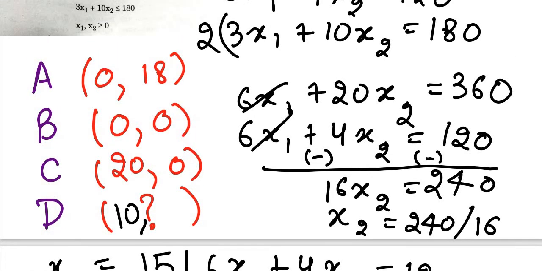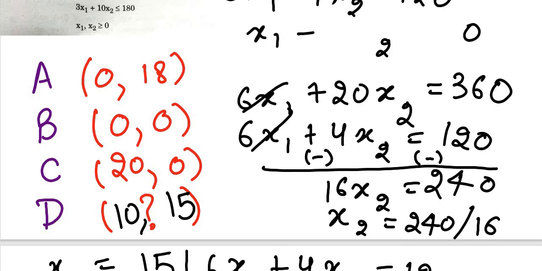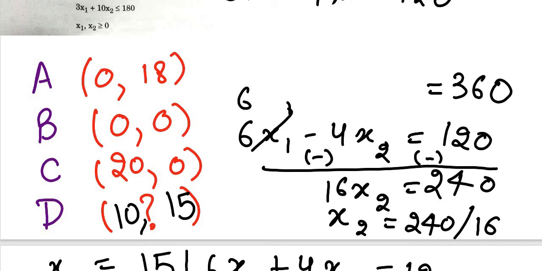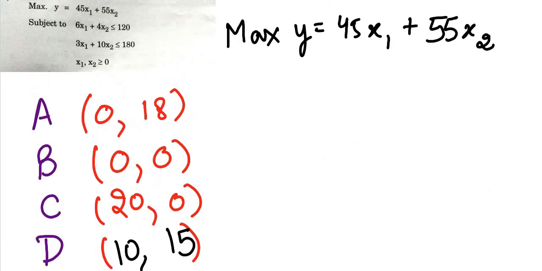D is 10 and 15. And now to find the optimal solution, so what we need to do for the optimal solution, let me tell you, just give me a minute. Now our equation is we have to maximize y is equal to 45x1 plus 55x2. So we will put the values one by one, like in this equation, we will put the values of x1 and x2 one by one. So for point A, we put x1 and x2 equal to 0 and 18.